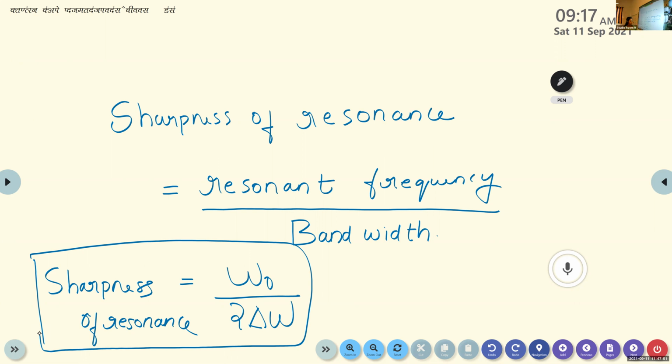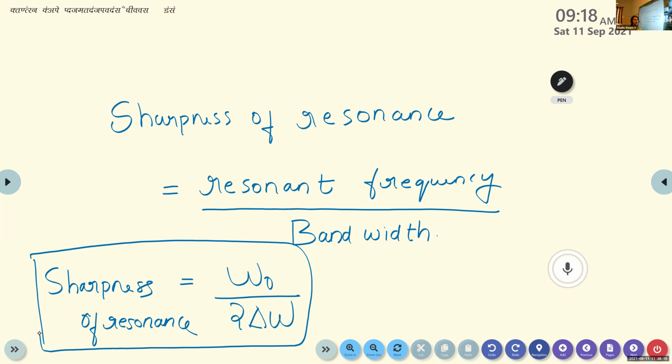So depending upon the value of this delta omega, sharpness of resonance can either increase or decrease. If delta omega decreases, then what happens? Sharpness of resonance increases. If delta omega increases, then sharpness of resonance decreases. So depending upon the value of delta omega, the sharpness of resonance may increase or decrease.